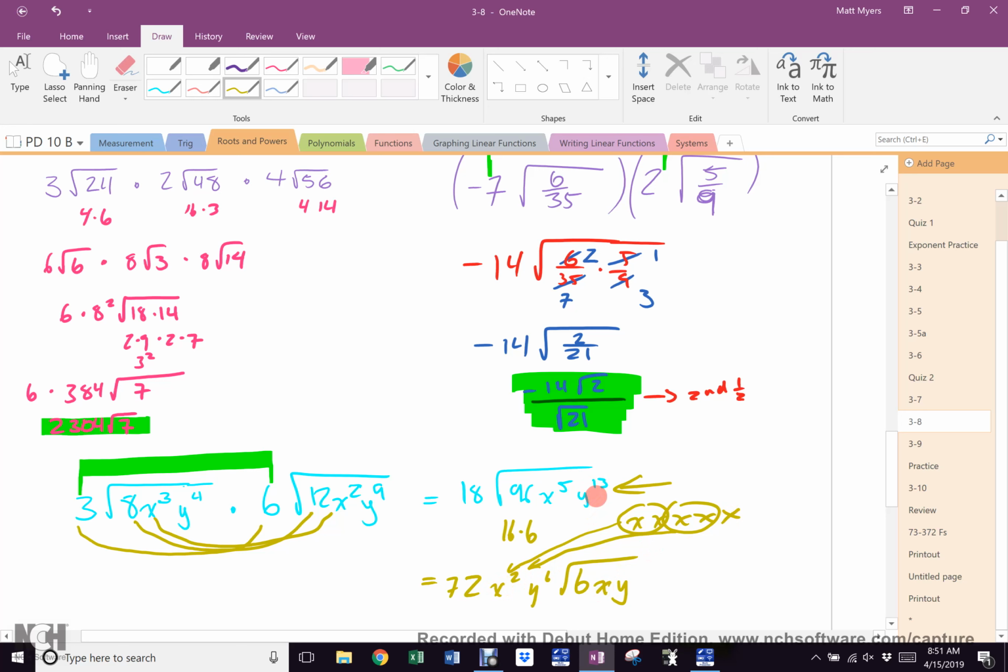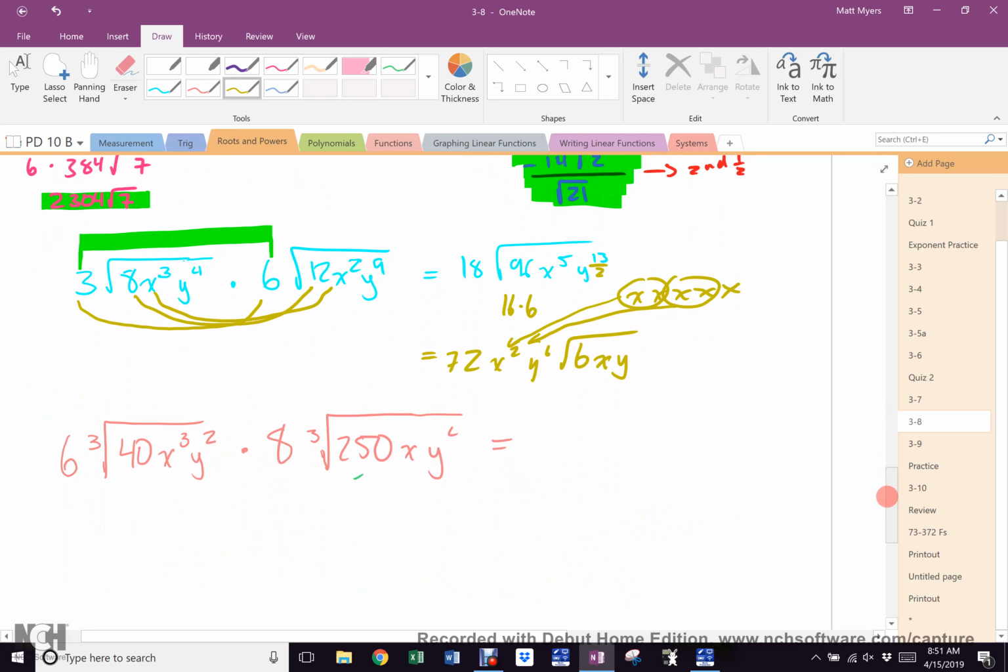Why? I'm not going to write out 13 y's. So I'm going to do what is actually happening. I divide that by 2 to get y to the 6th with 1 remainder. Okay? Everybody good? Okay, prove it. Do that one, and then we're done with these.